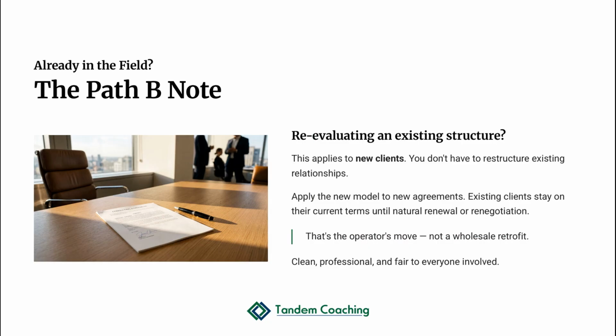If you're a Path B learner, already running a practice, reevaluating the structure you've been using, here's how this applies. This decision tree applies to new clients. You don't have to restructure existing relationships. Apply the new model to new agreements. That's the operator's move, not a wholesale retrofit. Existing clients are on the terms you agreed to. New clients can be on different terms. Both can be true at the same time.